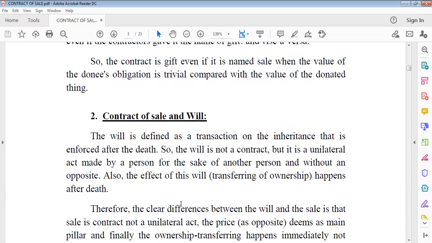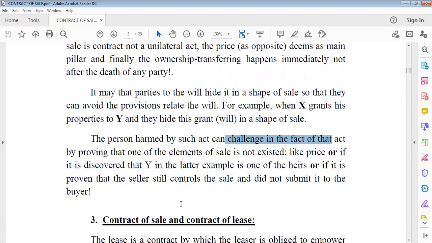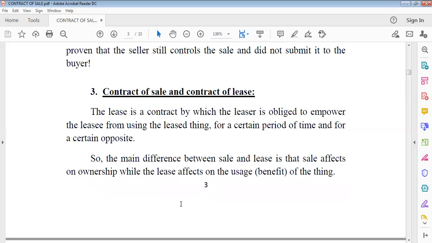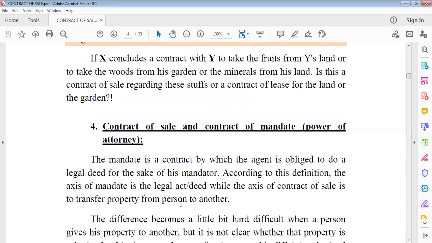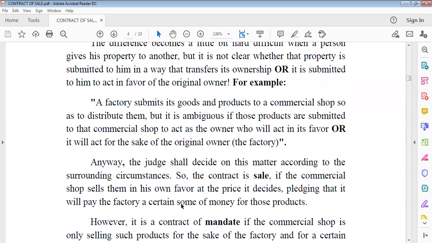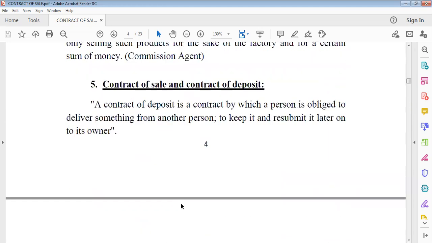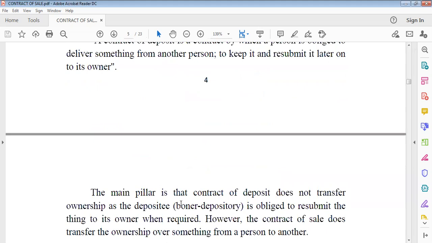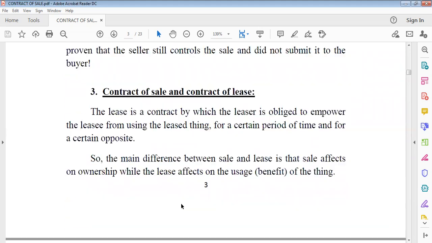In the coming lectures, inshallah, I will be talking about the contract of sale and the contract of lease, the contract of sale and contract of mandate, and the contract of sale and contract of deposit. And this is all about our lecture today.